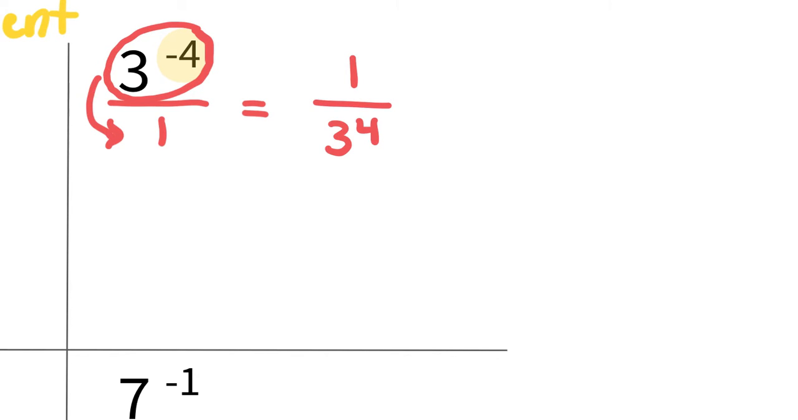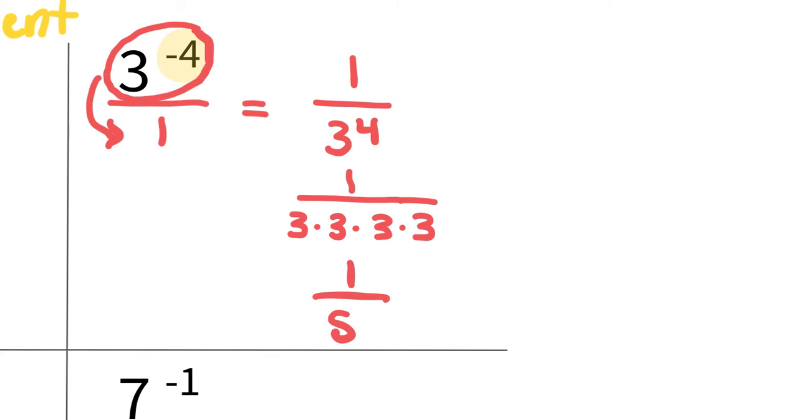Now instead of thinking of this as 3 to the 4th, I can think of this as 1 over 3 times 3 times 3 times 3. And when you plug that in your calculator, 3 to the 4th gives us a value of 81. So my answer is 1 over 81.